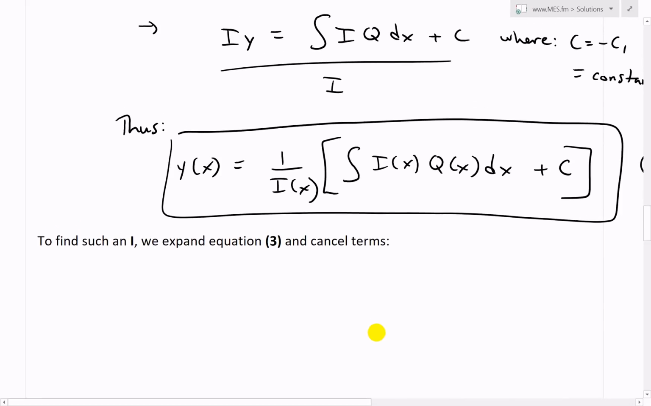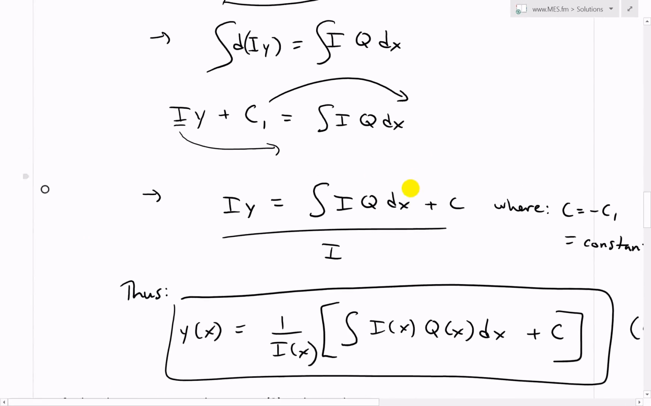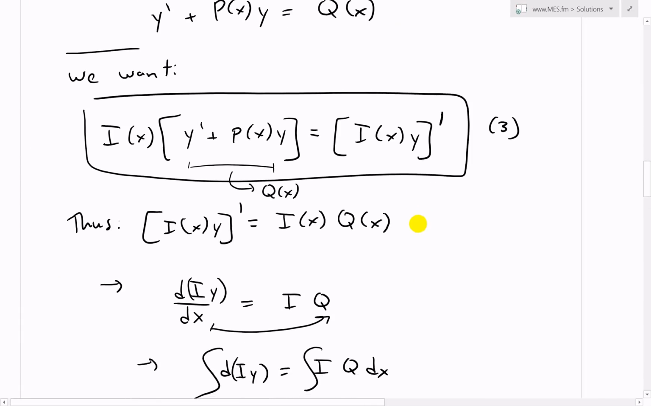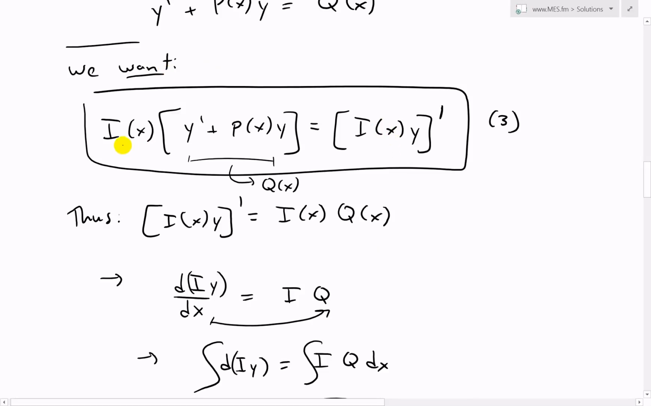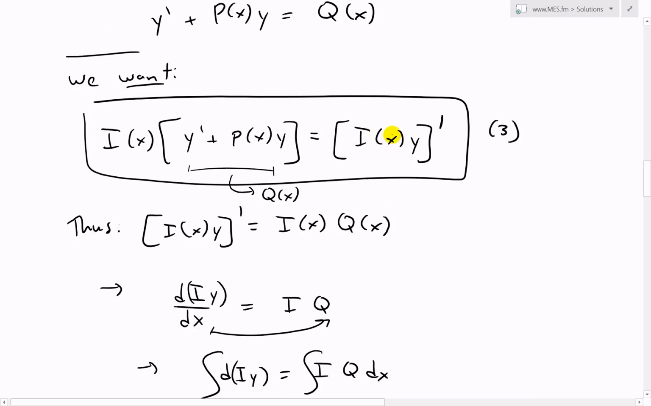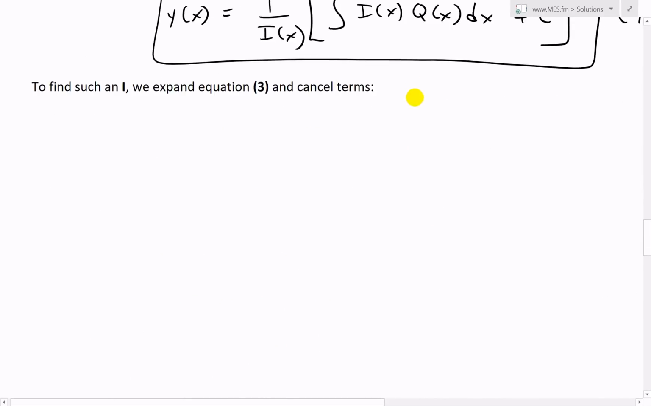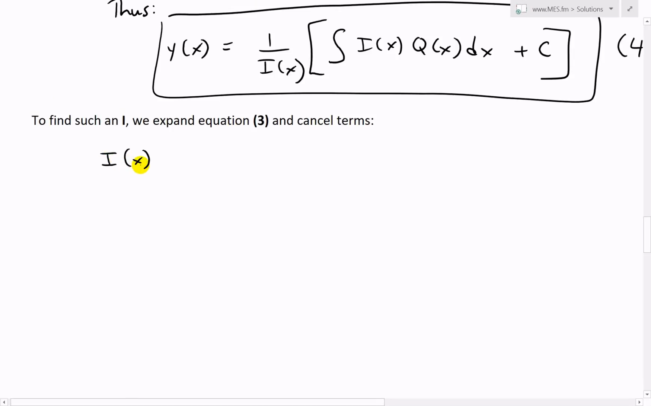So now to find such an I function, or integrating factor, we can expand equation 3 and cancel terms. Let's go back to equation 3 where I referenced it. That's this one right over here: I of x times y prime plus p of x times y. Remember that we want this function such that when we multiply the left side, it equals the derivative of the product of I and y. So let's write this as I of x times y prime plus p of x times y equals the derivative of I of x times y.